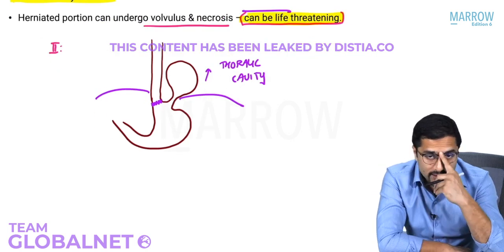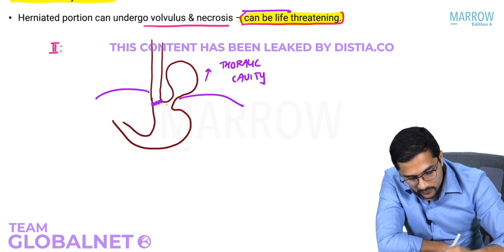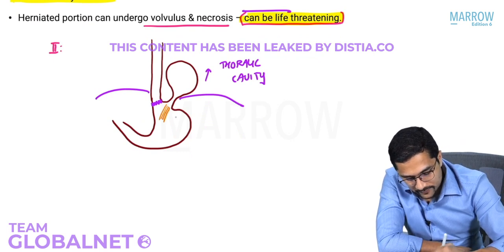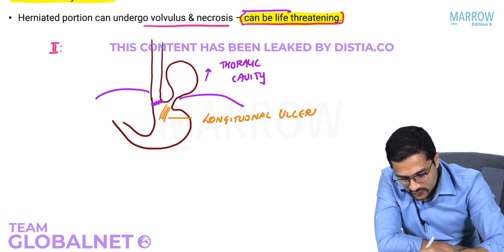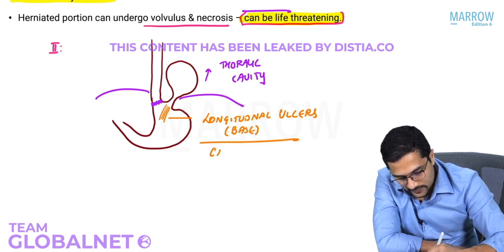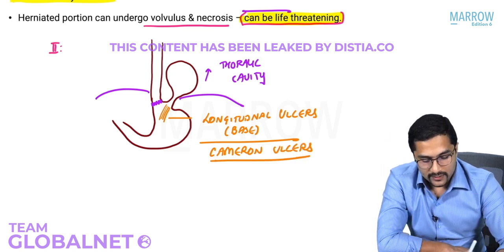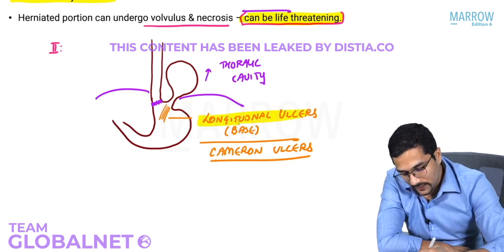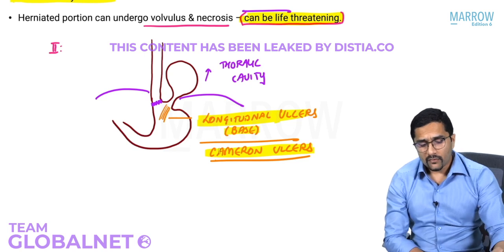Also, when this herniation happens, there can be longitudinal ulcers at the base. There can be longitudinal ulcers which occur at the base of the herniation, and these ulcers are known as Cameron's ulcers. This has also been asked in the JIPMER exam. These ulcers are known as Cameron's ulcers, which are at the base of this herniated portion.